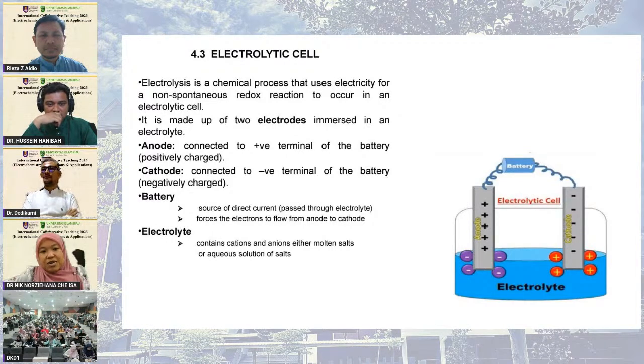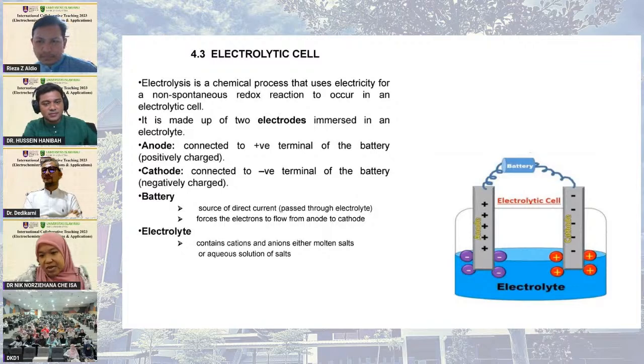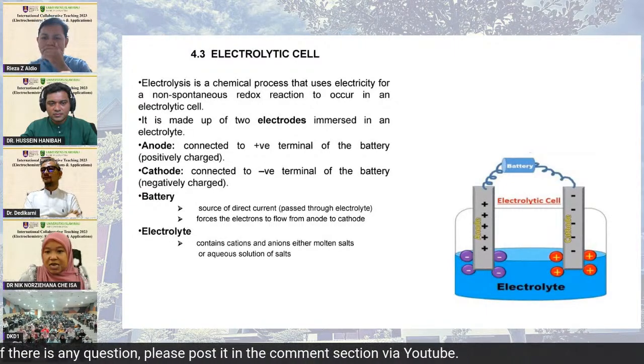The electrolyte here might be an aqueous solution or molten salt, and the electrolyte must contain anions and cations. If you look at here, your anode is positively charged and the cathode is negatively charged. For your electrolyte, for example, you have copper sulfate. So Cu2 plus will be attracted to the cathode, which is the negative charge, right? And SO4 2 minus will be attracted to the anode because the anode here is positively charged. So the opposite charges will be attracted to the anode and cathode.